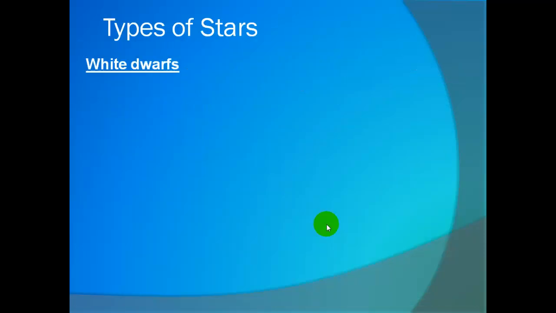Other types of stars. White dwarfs. There are two things you need to know about white dwarfs. One is that they're white. That means they're going to have a very hot surface temperature. The second one is that they are dwarfs, which means they're very small, which means they're not very bright. They might have a very high surface temperature, but they're going to be fairly dim because the area is so small.